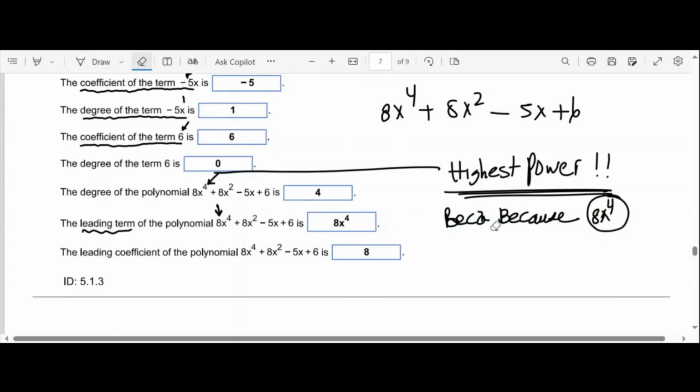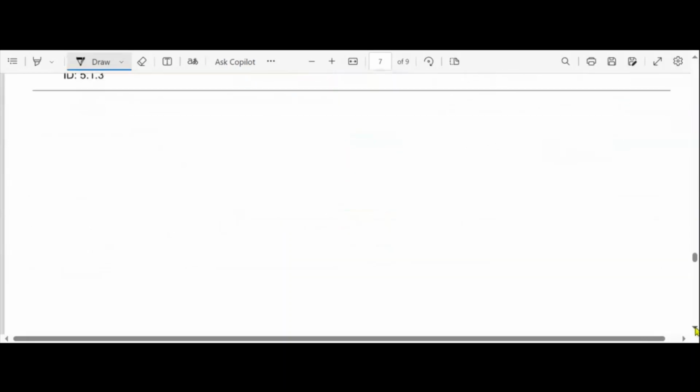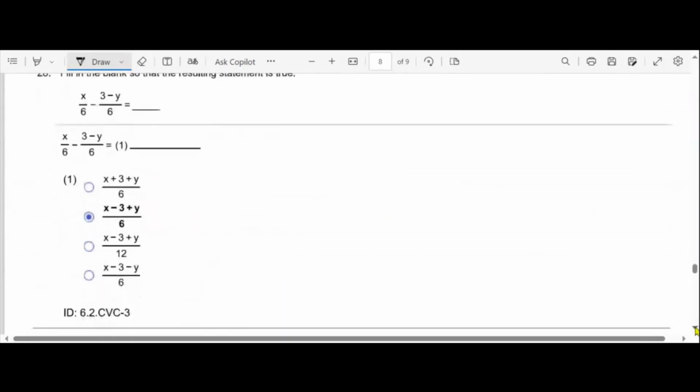Okay. Khalid, read the last one. The leading coefficient of the polynomial 8x to the power of 4 plus 8x squared minus 5x plus 6 is 8, because 8 is the first one, which is the leading coefficient, and also because it has the largest power. Good. Is this clear, everybody? Yes. Yalla, Muhammad, read the next one.